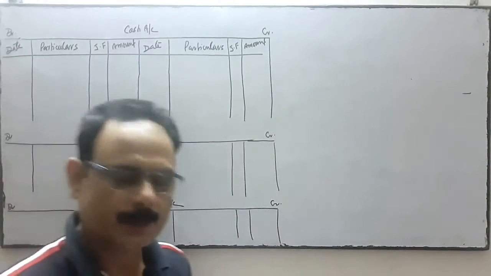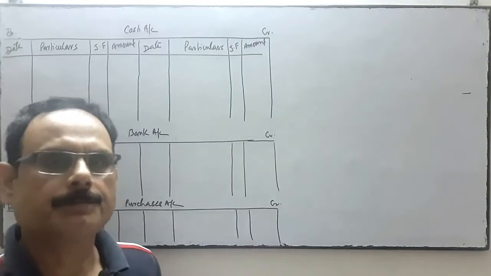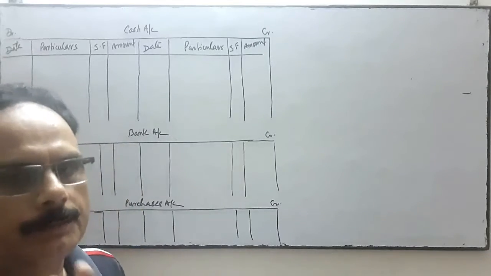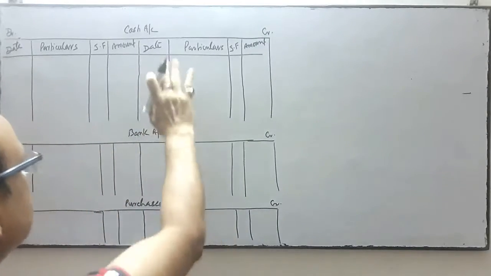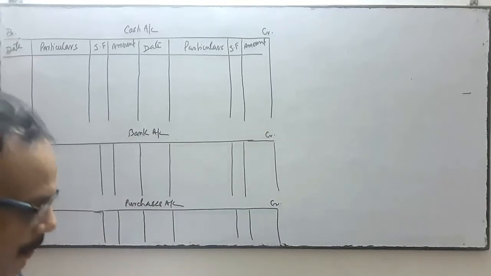Now I am giving you one question, and in this question we will prepare three ledgers. We will prepare the three ledgers of cash, bank and purchase. So see the question.